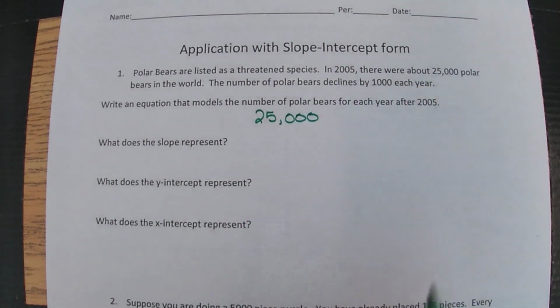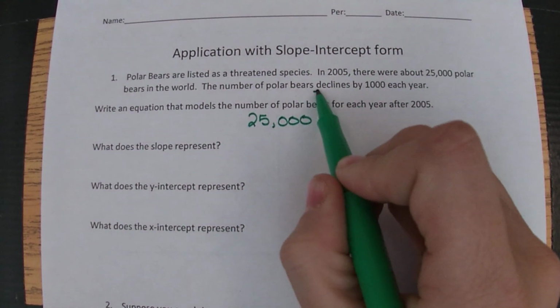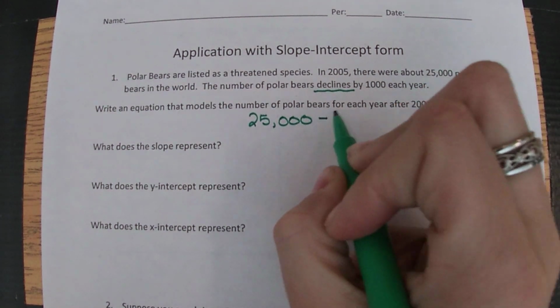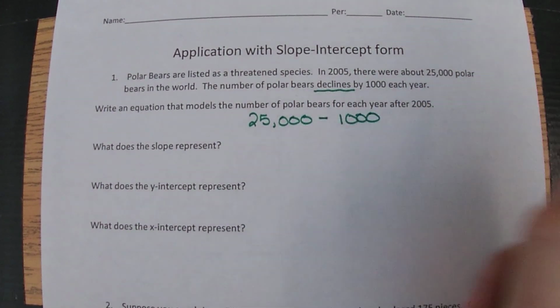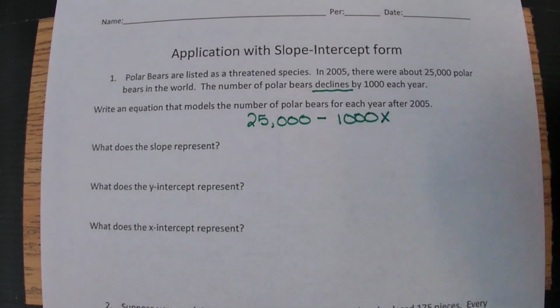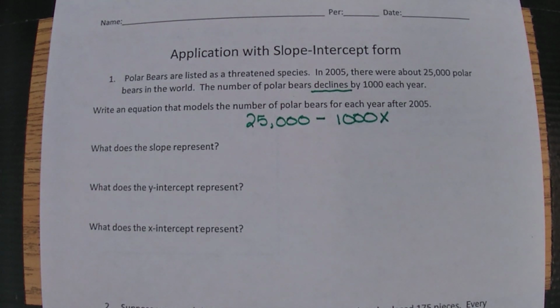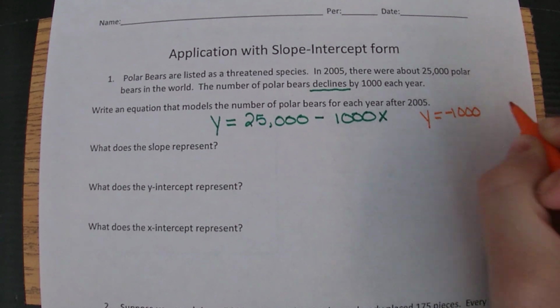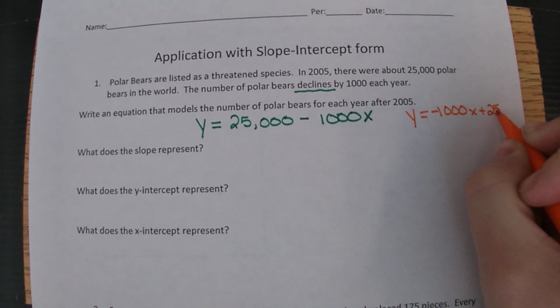25,000 polar bears, and each year it is declining. So, right, if it's declining, it's going down, it's getting smaller. So we want to subtract 1,000, and since it's happening each year, right, if it's happening per item, then we're going to give it the variable. Okay, this is what we want y to equal. So y is going to equal 25,000 minus 1,000x. Now, if we rewrite that into slope-intercept form, we then have y equals negative 1,000x plus 25,000.